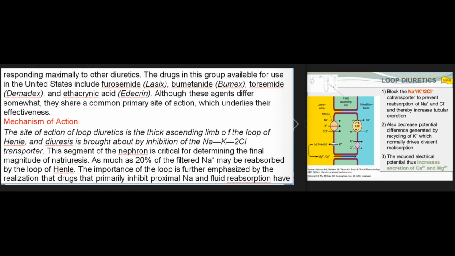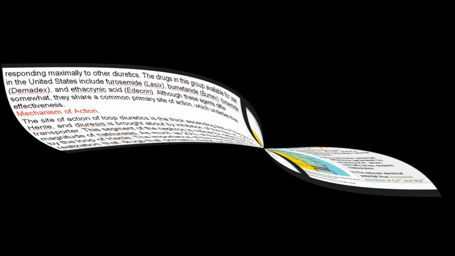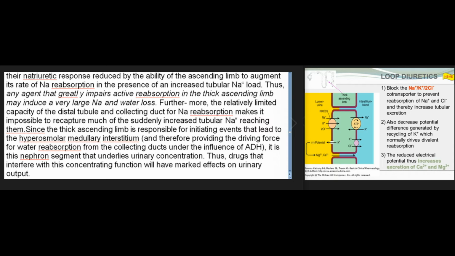The importance of the loop is further emphasized by the realization that drugs that primarily inhibit proximal Na and fluid reabsorption have their natriuretic response reduced by the ability of the ascending limb to augment its rate of Na reabsorption in the presence of an increased tubular Na load. Thus, any agent that greatly impairs active reabsorption in the thick ascending limb may induce a very large Na and water loss. Furthermore, the relatively limited capacity of the distal tubule and collecting duct for Na reabsorption makes it impossible to recapture much of the suddenly increased tubular Na reaching them.